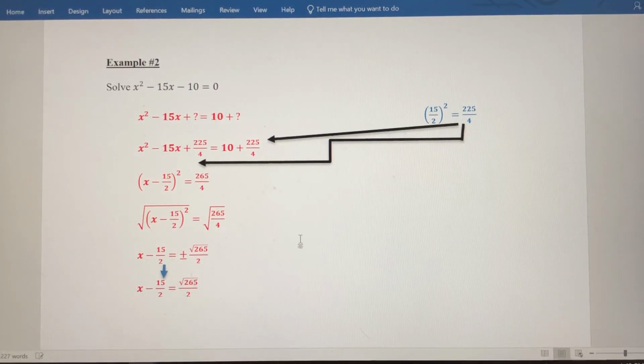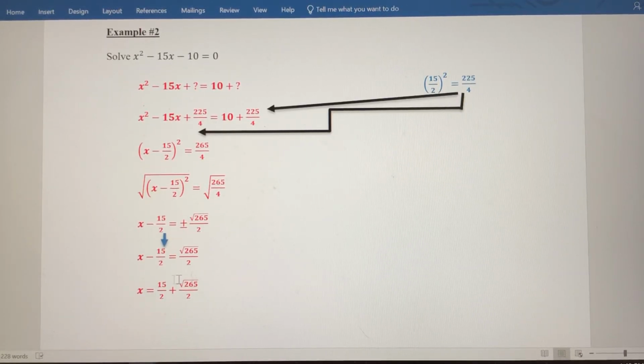Let's set x minus 15 halves equal to the positive root here, square root of 265 over 2. I'm going to move the 15 halves over to the right side. So this would be the exact answer. But you can use a calculator to approximate that, and if you plug this into a calculator, you should get approximately 15.64. Now let's set x minus 15 halves equal to the negative root, negative square root of 265 over 2. Add 15 halves to both sides. Again, if you want an exact answer, you can combine these into one answer or just leave it like this, but you can also use a calculator to approximate it, and we should get negative 0.64.